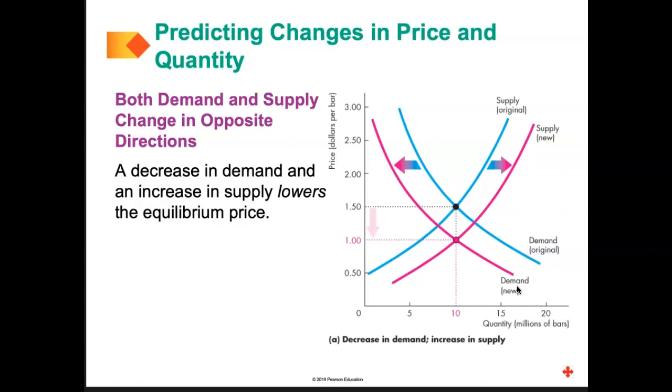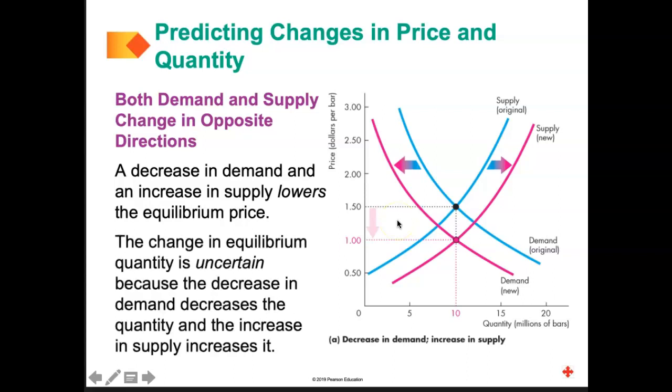But we don't really know what will happen to equilibrium quantity, because remember, a decrease in demand, okay, actually decreases quantity, but an increase in supply actually increases quantity, okay? So the change in equilibrium quantity is uncertain, okay? We're not sure what is going to happen. But we know that a decrease in demand will always decrease price, and an increase in supply will always decrease price. So we know for a fact that equilibrium price is always going to be lowered, okay? Equilibrium price is always going to be lowered.